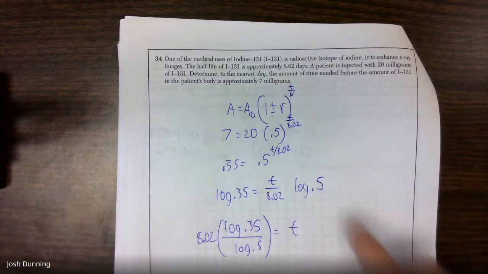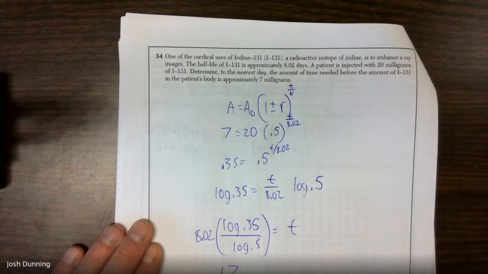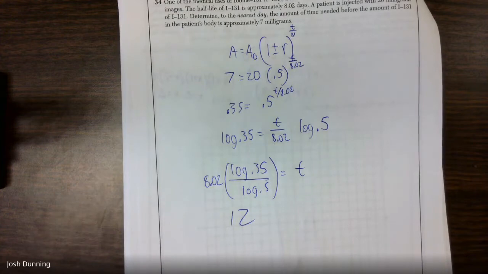We want to round it to the nearest day. All right, let's see. 8.02 times log 0.35, close it all over log 0.5. There's a variety of ways you could type that in. 12 days. Oops, there we go.